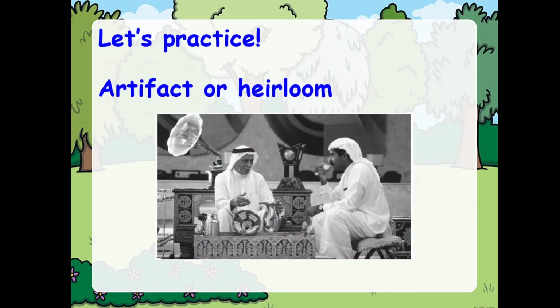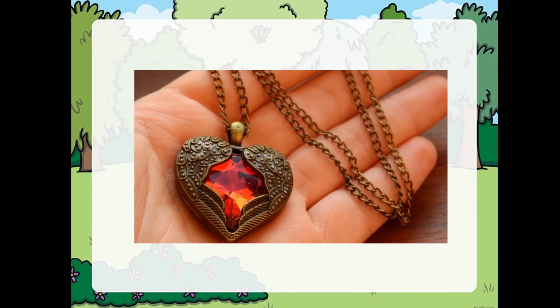Alright, so let's practice. You have to tell me if the picture that you can see is an artifact or an heirloom, okay? You can get your whiteboard and your marker and then just write down A if it is an artifact and H if it is an heirloom. Are you ready? First one, is this an artifact or an heirloom? Perfect, an artifact. How about this? Yes, this is an heirloom.